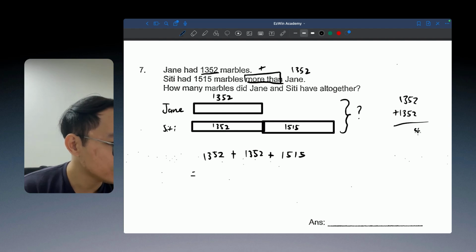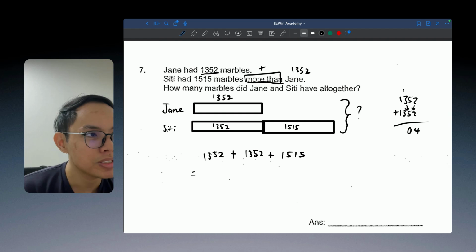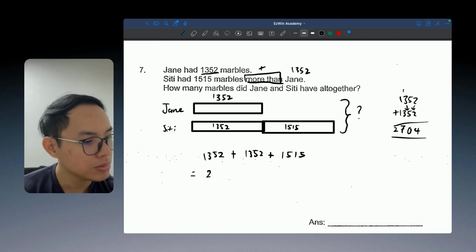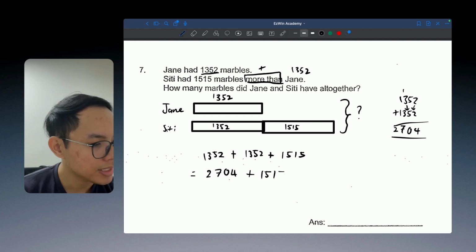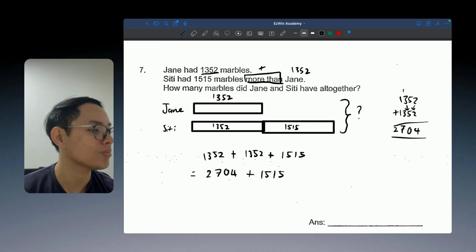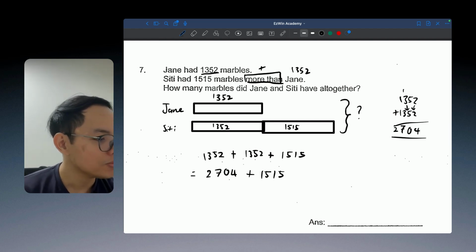All right, 2 plus 2 is 4. 5 plus 5 is 10. So 0, put 1 over here. So 3 plus 3 is equal to 6 plus 1, 7. And 1 plus 1 equal to 2. So this should be 2704. And then you can plus 1515. Not my bus number. So you have 2704.